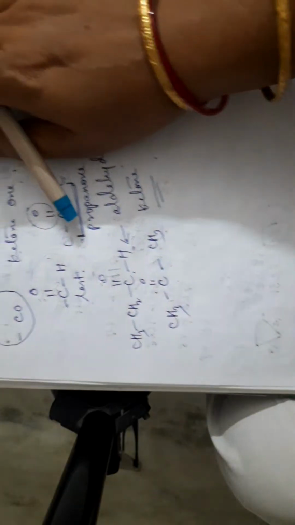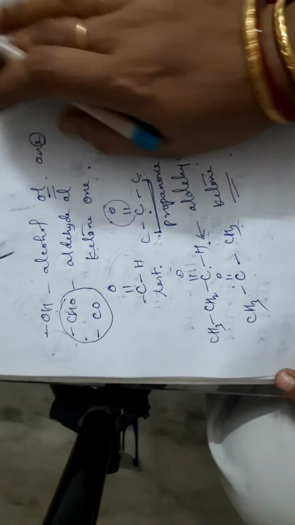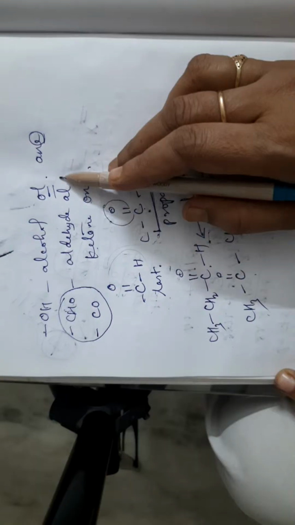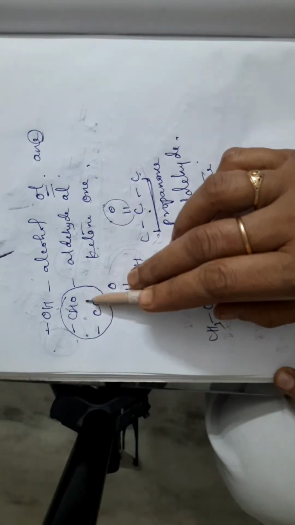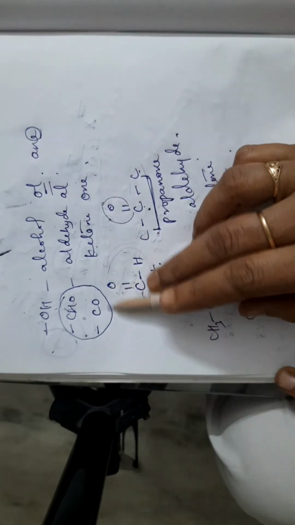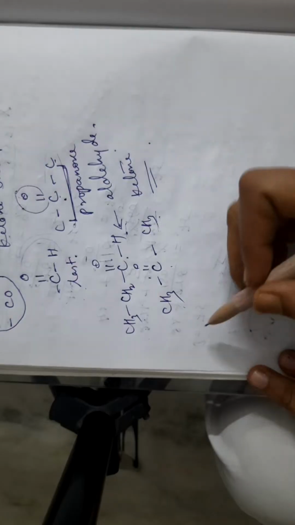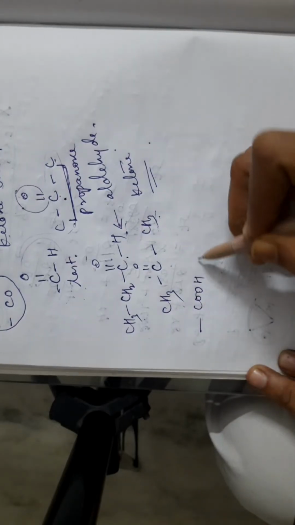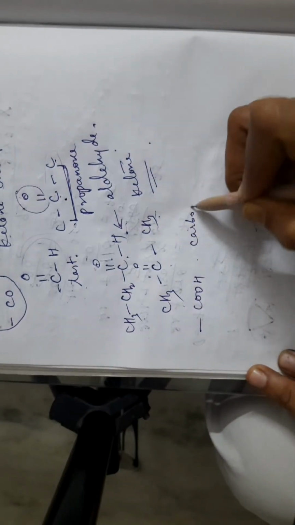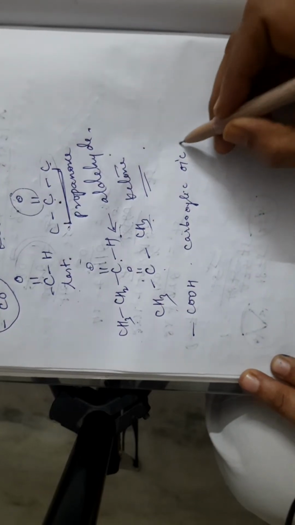So again continuing with our functional groups, if OH is there we call it alcohol. OL is added at the end. If CHO is there we add the suffix al, we call it aldehyde. If CO is there, ketone, ONE is added. If COOH is there, carboxylic acid, we add oic acid as suffix.